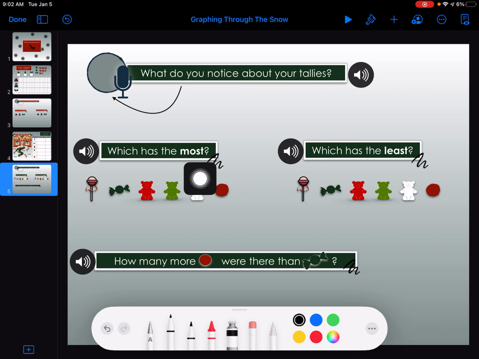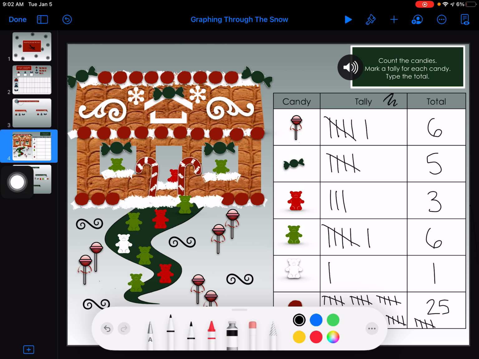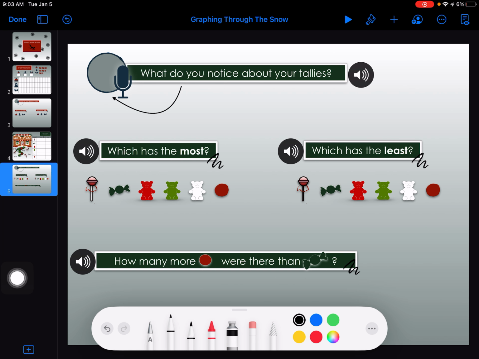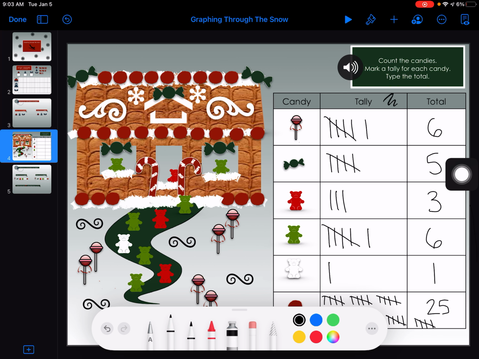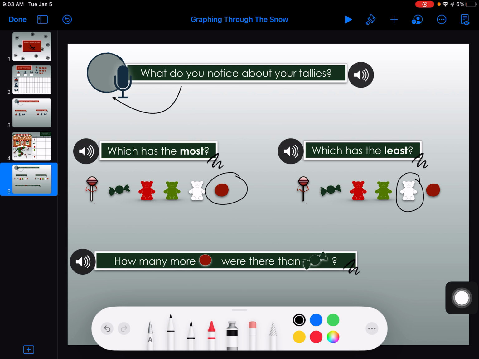Which has the most? Point to the tally marks for the candy that has the most. The red gumdrops have 25, and that is the most tally marks that we drew. So I'm going to circle the red gumdrops. Which has the least? Which has the least tally marks? The white gummy bears. Great job.